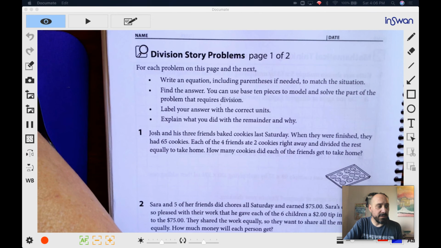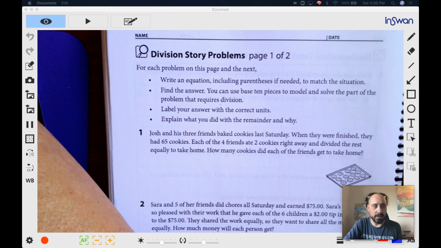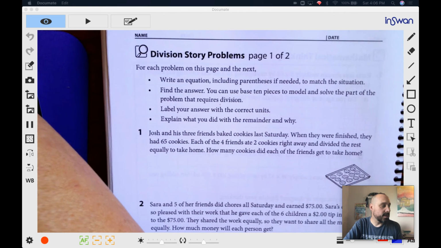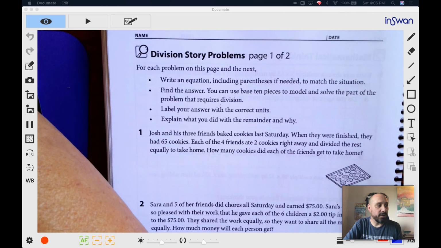Now, I believe all three of these have some sort of remainder. So we have to figure out what we want to do with those remainders. That's part of division story problems: what do we do with the remainder if there is one with the story problem? Okay.